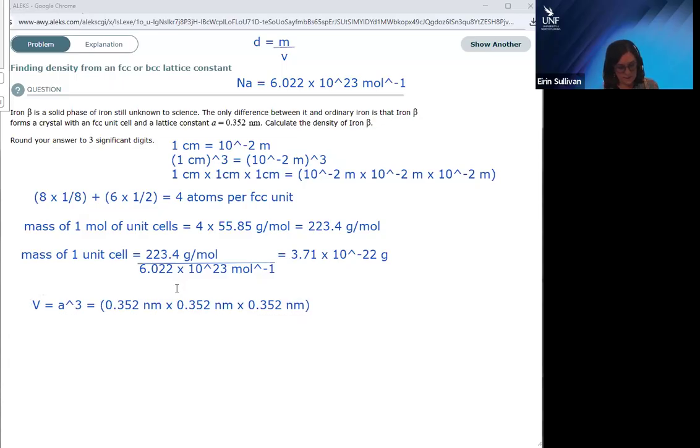1 nanometer is 10 to the power of minus 9 meters, and 1 centimeter is 10 to the minus 2 meters. So that is the information we are going to need. So I guess I could do the 0.352 times 0.352 times 0.352. Hopefully I did that in my calculator correctly.